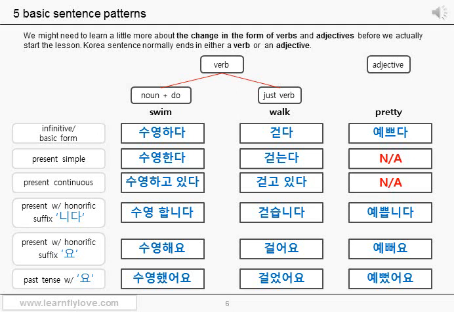Anyway, it looks like this 해요 or 어요-ish sound has been added. We keep saying this, but don't worry. We're gonna learn when and why we add 해요 or 어요 sound very soon. You just don't need to know about it right now. Let's see one more form. Past tense with the honorific suffix 요. Swim. 수영했어요. Walk. 걸었어요. Pretty. 예뻤어요.